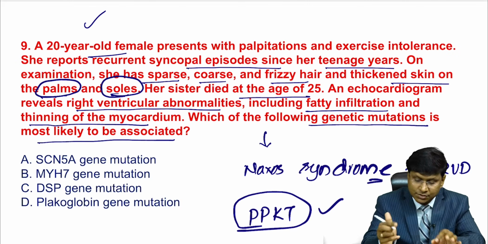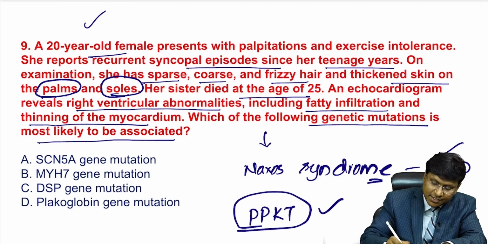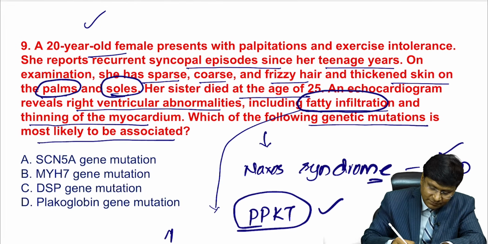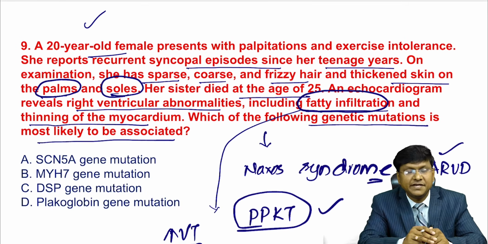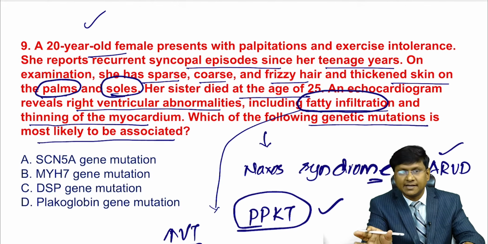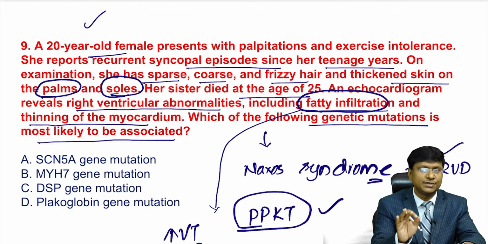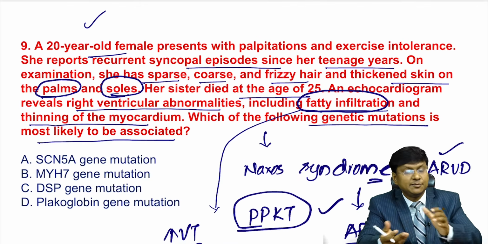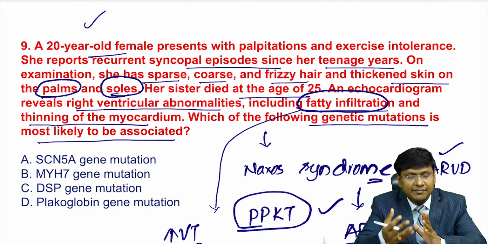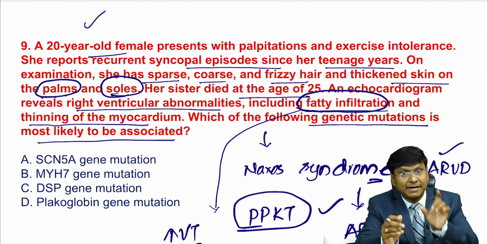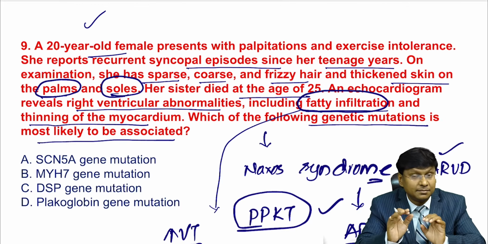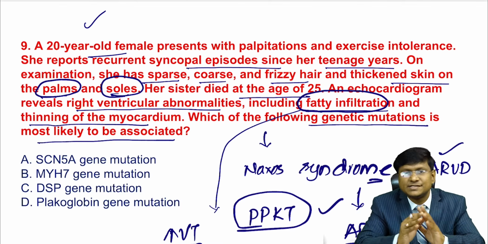In Naxos, arrhythmogenic right ventricular dysplasia, the right ventricular myocardium is replaced by fibrofatty tissue, and this fibrofatty tissue is at increased risk of arrhythmias like VT and VF, where the patient will present with sudden cardiac death. Naxos is an autosomal recessive type of disease. Arrhythmogenic right ventricular dysplasia can also have autosomal dominant inheritance, but the autosomal recessive pattern of disease where you have arrhythmogenic right ventricular dysplasia is Naxos syndrome.